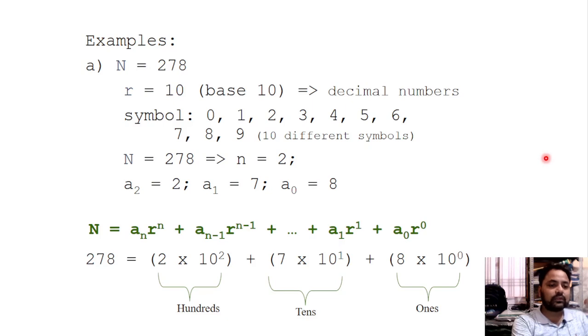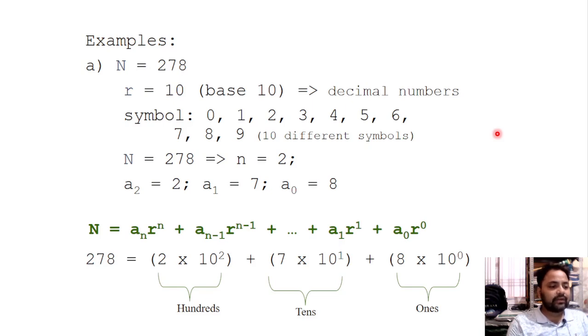The basics of the transformation of numbers into the different number systems, like n equals 278. Here in the decimal system we use base 10. So for 278, 8 is in the unit place, 7 is in the tens place, and 2 is in the hundred place. There are 10 different symbols: 0, 1, 2, 3, 4, 5, 6, 7, 8, 9. So n equals 278 implies a2 equals 2, a1 equals 7, and a0 equals 8.